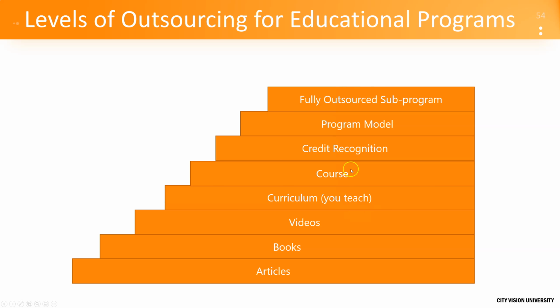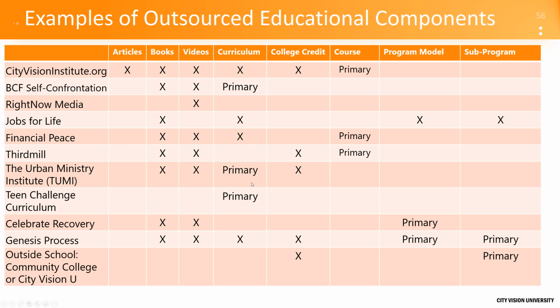I think Genesis, I think Toomey, Third Mill. Now, this is a little more detailed than you're going to go through right now. If you want, you could pause. But what you can look at is for each of these things, which of these components does it offer? Now, City Vision Institute, we offer articles, books, videos, curriculum, college credit. People could upgrade it for college credit, but its primary role is as a course. But the reason why I list all of these is if you want, you could just take the articles we linked and just use one of those articles. You could unbundle that.